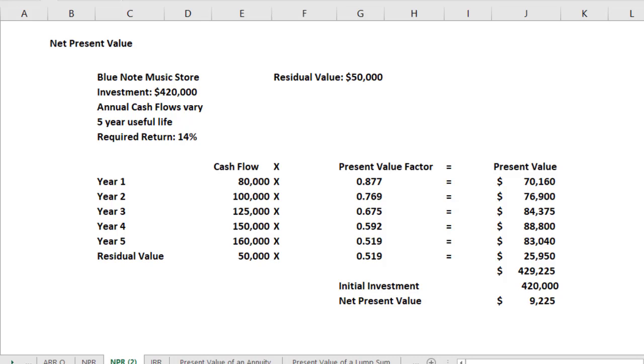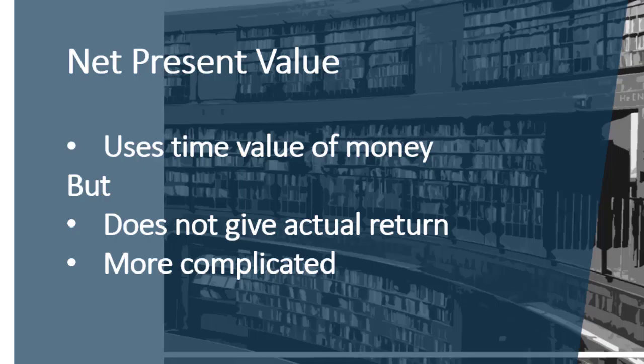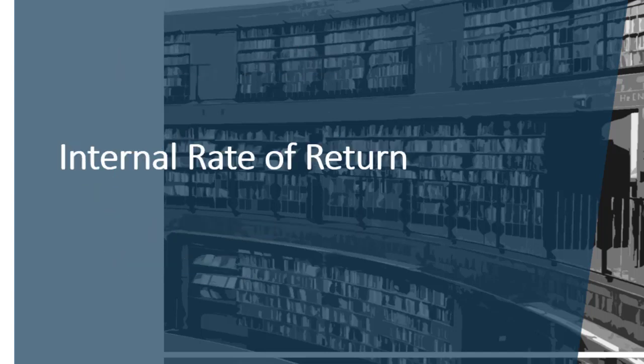The higher the net present value, the better. And if you're comparing multiple options, you would say that the one with the higher net present value is better. One of the good things about net present value is it uses the time value of money, but it doesn't give the actual return. In our example, we just saw that we got at least 14%, but we didn't know if it was 15, 16, 17. It also is more complicated.